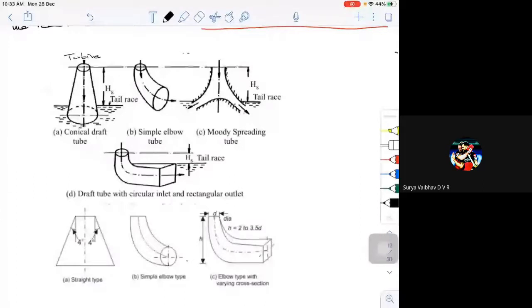zero. Ideally speaking, if there is a complete conversion of your energy in your turbine, the energy at the entry to the draft tube should be zero. But that's not the case. It will be at some energy level. So what does your draft tube do? Draft tube will try to recover that.